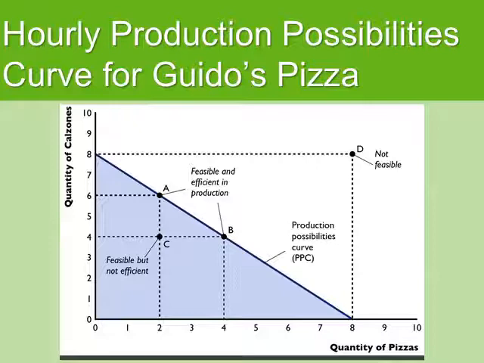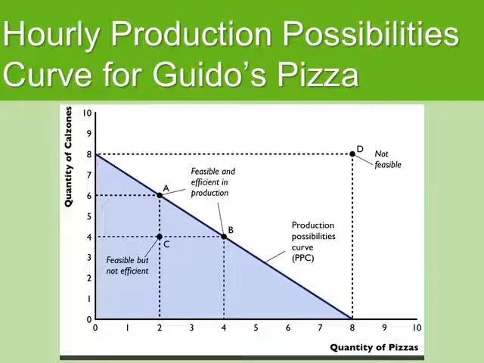Now, in reality, could Guido's produce other things? Of course. Breadsticks, pasta, cannolis. But imagine drawing that on paper. We'd need like 10 different axes. We keep it to just two, so we can keep it simple. What resources will Guido's need to make these things? Dough, pizza sauce, toppings, workers, ovens.